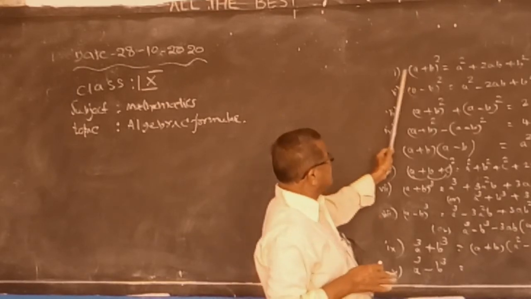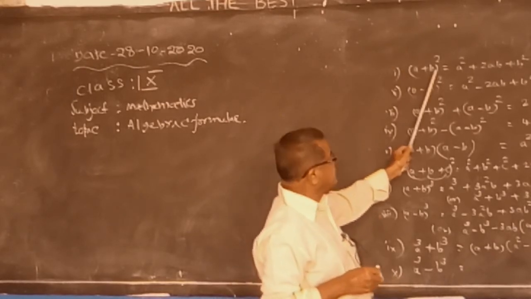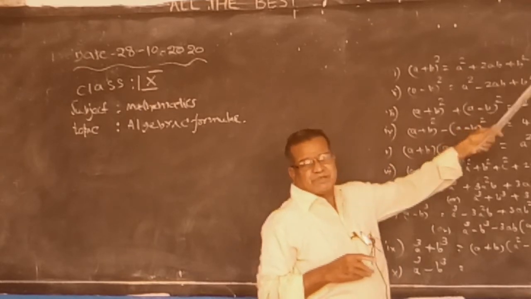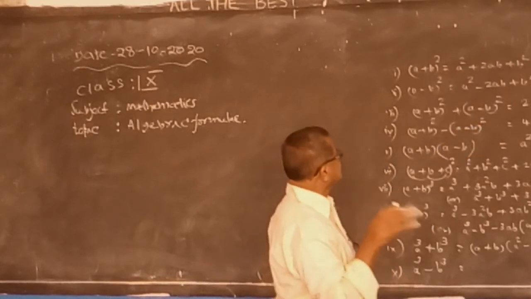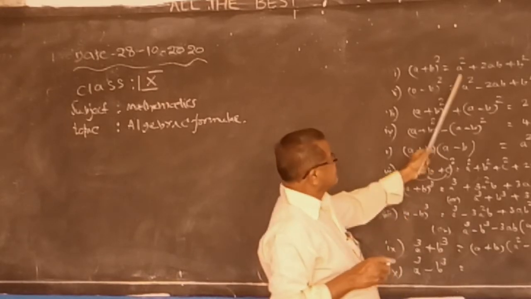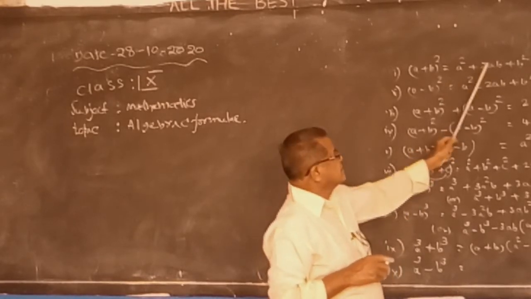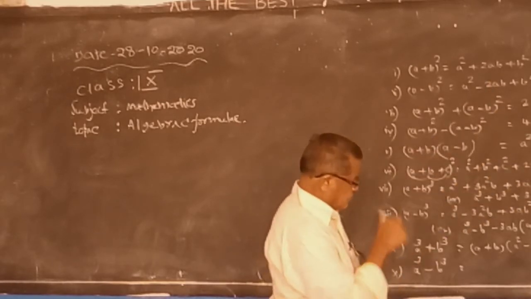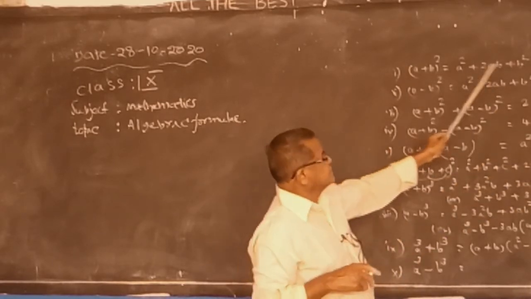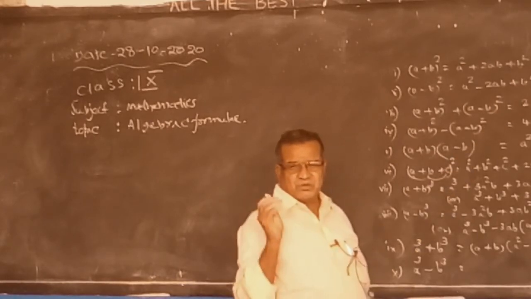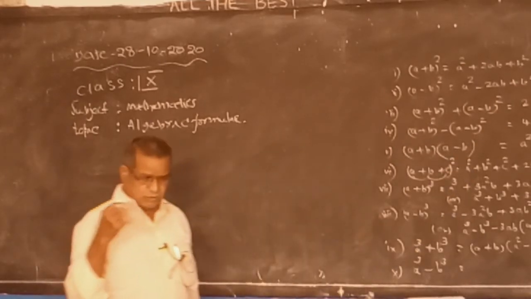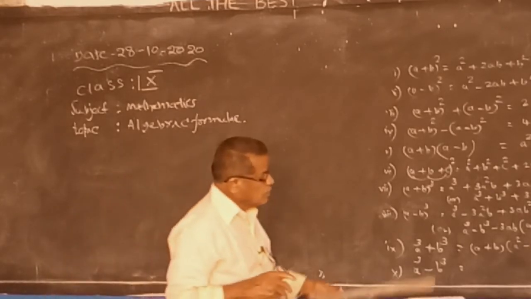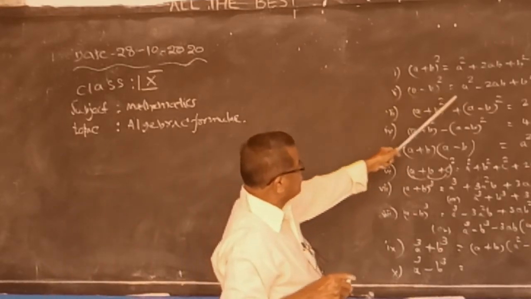When we multiply (a plus b) into (a plus b), this is the product: a square plus 2ab plus b square. We get 4 terms. Among the 4 terms, 2 terms are the same. And we say this is a formula. So nothing to worry. Simply expansion. And (a minus b) whole square.